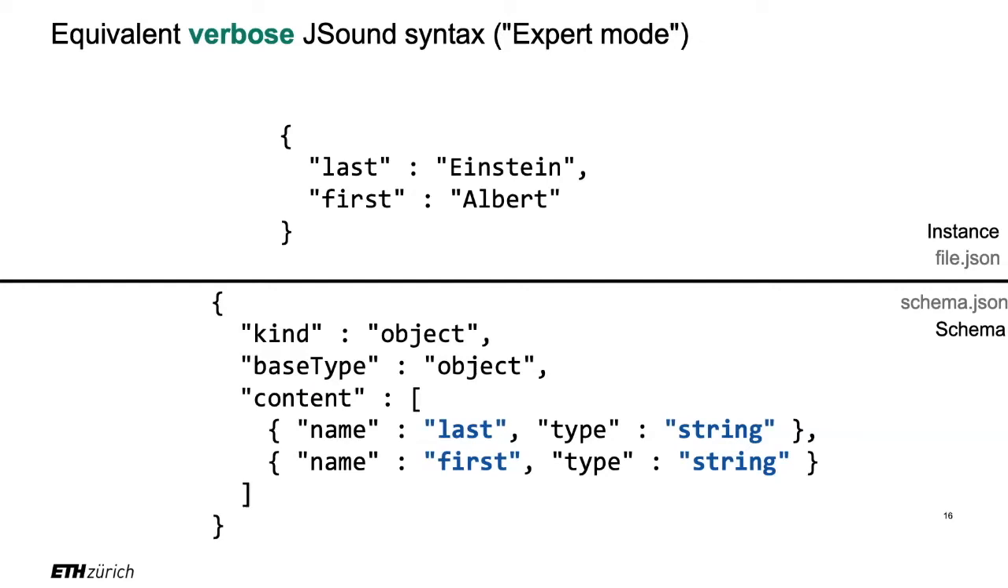Because all of the keys you see in there, kind, base type, content, name, type, they are predefined and specified in the JSON specification. This is static. In the expert mode syntax, you will never ever find any other keys than the keys that are specifically designed in the specification. This is why you cannot ever have a collision.